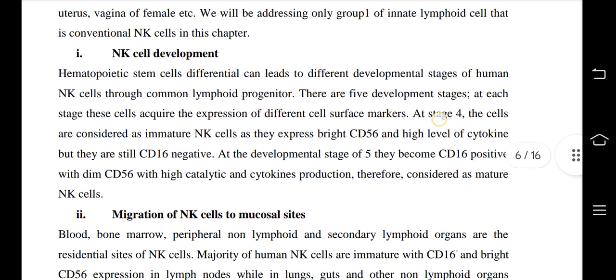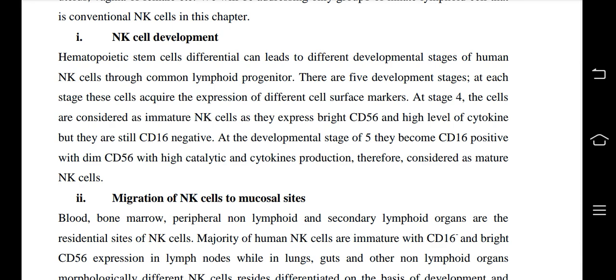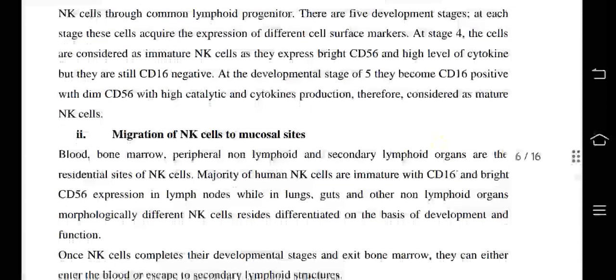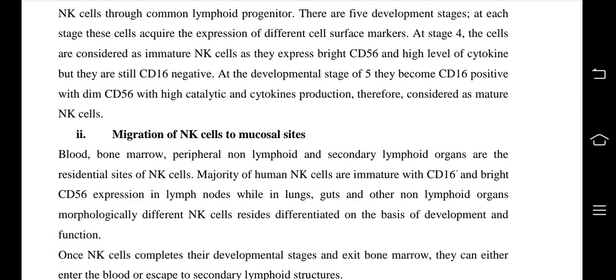NK cell development. Hematopoietic stem cell differentiation can lead to different developmental stages of human NK cells through a common lymphoid progenitor. There are 5 developmental stages, and at each stage these cells acquire the expression of different cell surface markers. At stage 4, the cells are considered immature NK cells as they express bright CD56 and high levels of cytokines, but they are still CD16 negative. At developmental stage 5, they become CD16 positive with dim CD56 and high cytolytic activity and cytokine production, and are therefore considered mature NK cells.